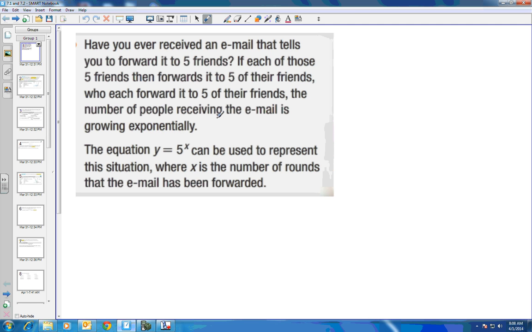Okay, so in the example that I have for today's lesson, you've received those emails, have you ever received an email that tells you to forward it to 5 friends? And then each of those 5 friends are supposed to forward it to their 5 friends, things like that. Well, that's an example of an exponential equation. Y equals 5 to the x can be used to represent the situation where x is the number of rounds that the email has been forwarded. So those people grow exponentially.